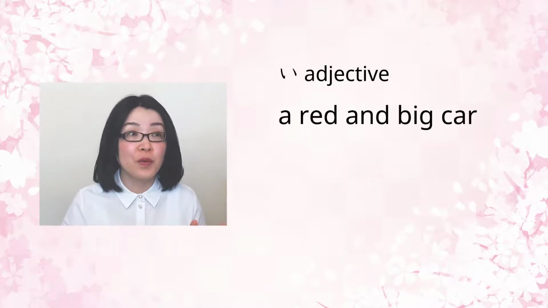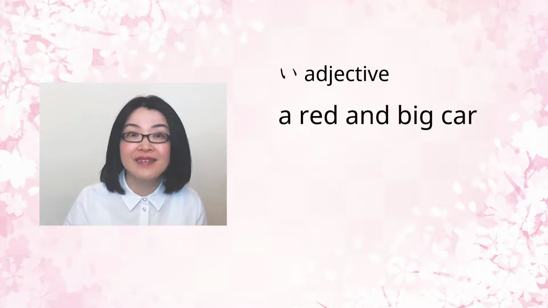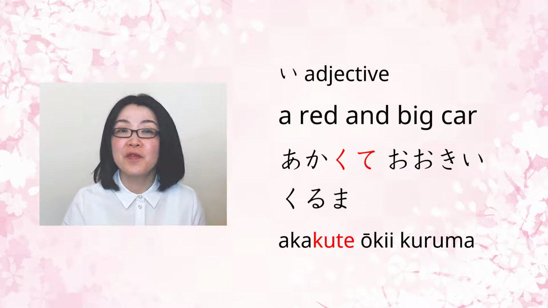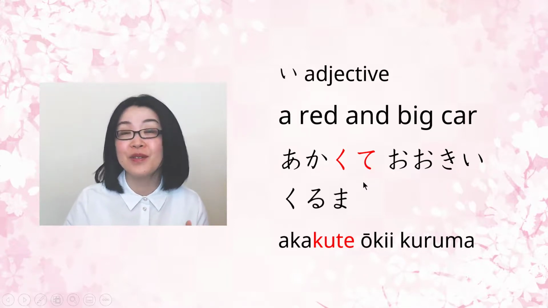Next one, a red and big car. 赤くて大きい車. For i-adjective words, omit i and add くて to link.